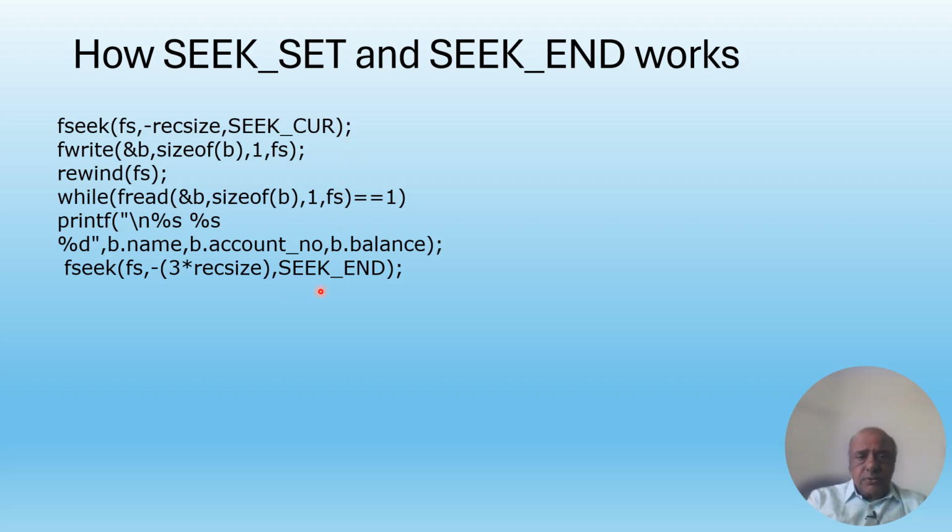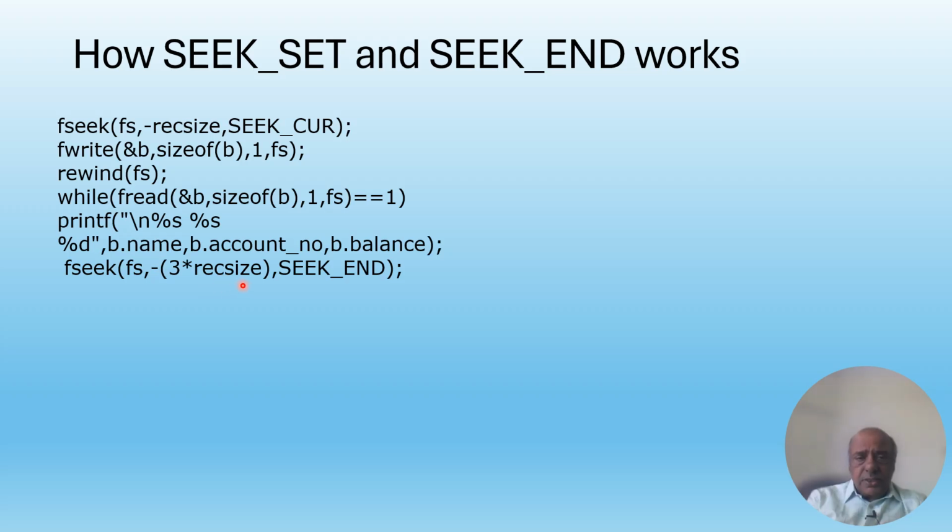Here we are using SEEK_END because the pointer has already reached the end of the file, and from the end of the file we want to move the pointer 3 records into the file. So this fseek, this minus sign, causes the pointer to move by the bytes available for each record.